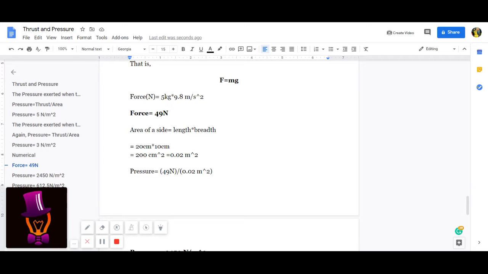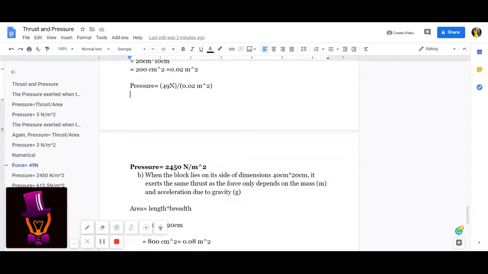So pressure is equal to thrust by area, or force by area. Force is 49 Newton and the area is 0.02 meter square. So therefore pressure is equal to 2450 Newton per meter square. 49 by 0.02 is 2450, and when we include the symbol for force and area, we get Newton per meter square.